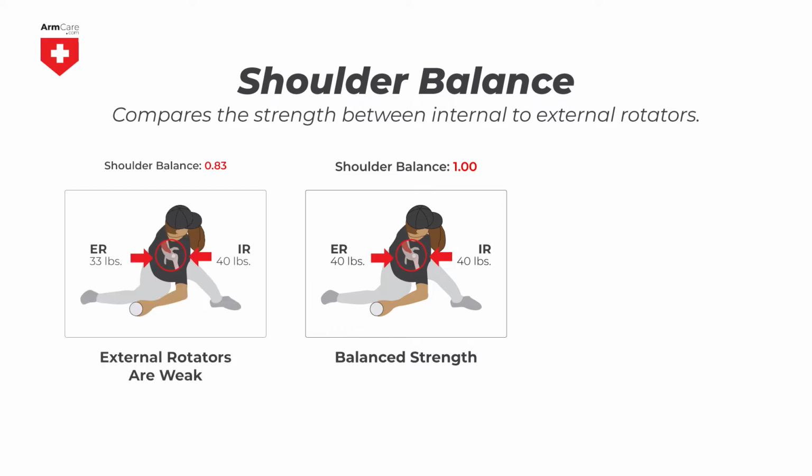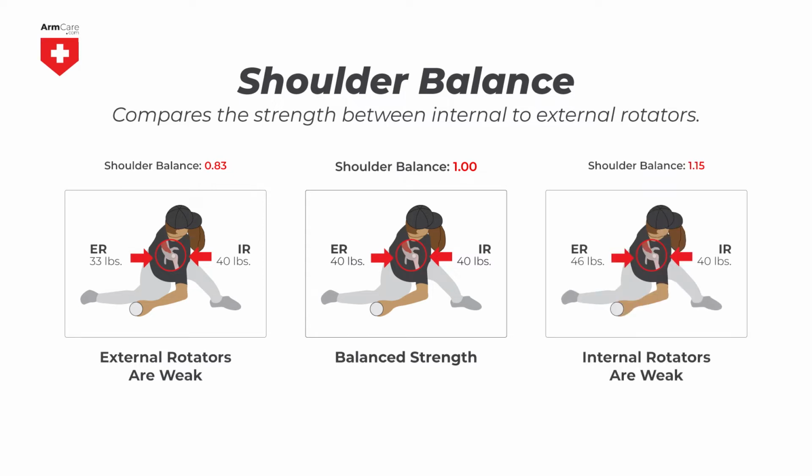If your ratio is below 0.85, your decelerators are weak compared to your accelerators. If your ratio is above 1.05, it means your accelerators are weak compared to your decelerators. The wider the strength gap between the shoulder accelerators and decelerators, the higher the risk of injury.